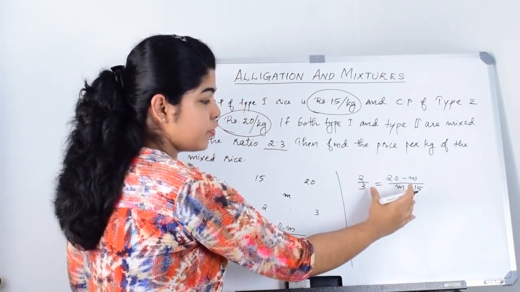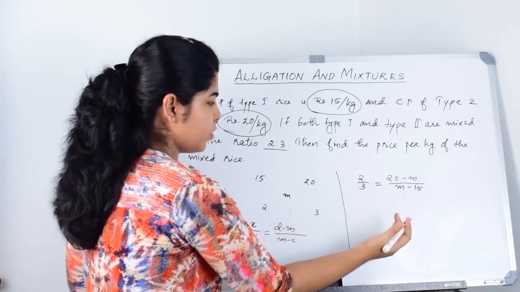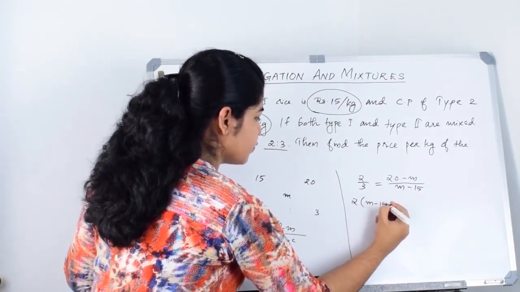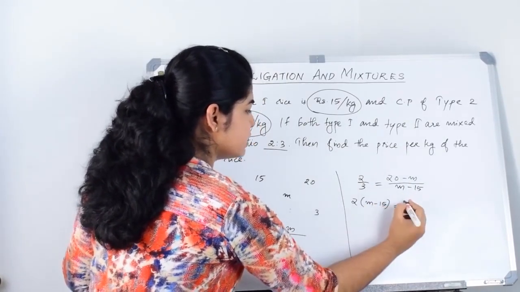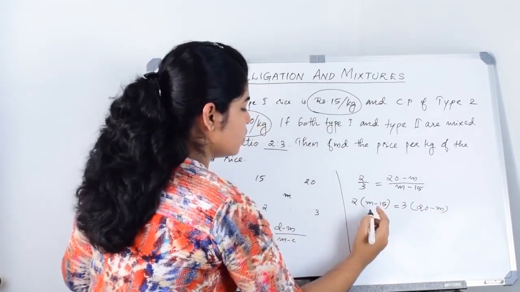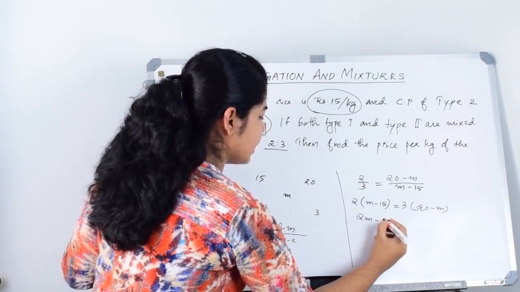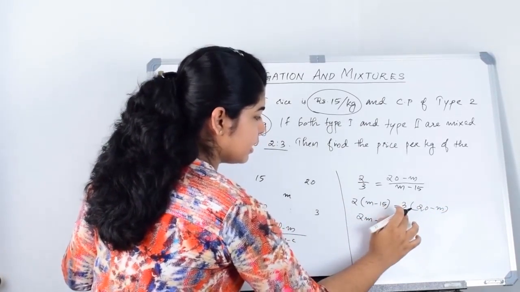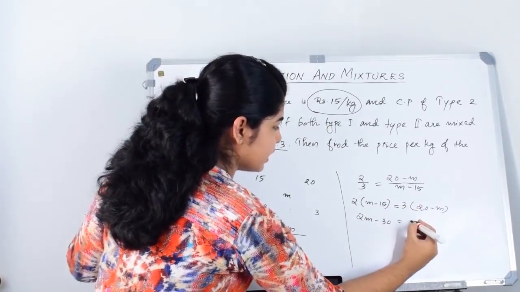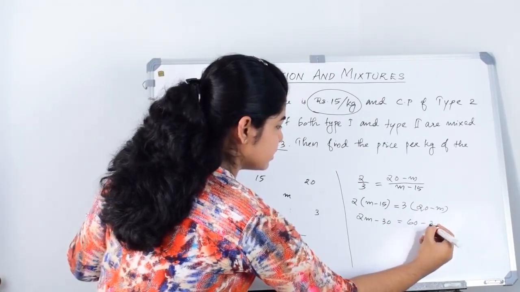Now you can find the value of m by cross multiplying the equation. So it is like 2 into m minus 15 is equal to 3 into 20 minus m. Now it is 2m minus 30. Then here also I am multiplying 3 inside the bracket. So 3 into 20 is 60 minus 3m.